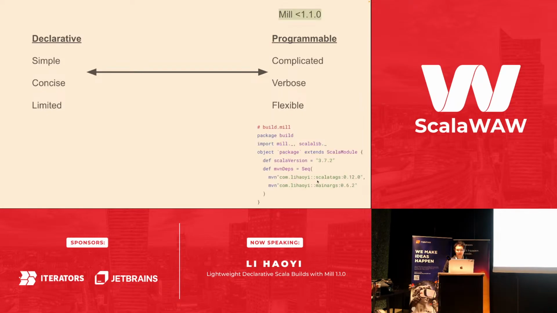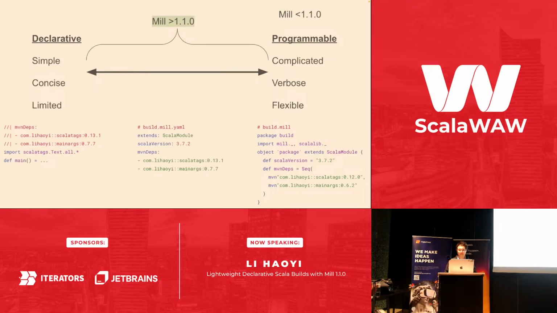And with Mill, previous versions of Mill before the recent 1.1, you're limited to only being fully programmable, which is one far end on the spectrum here, where you're using the most powerful, most flexible, but also the most complicated and verbose build syntax. And with Mill 1.1 and above, you now have the ability to go anywhere on the spectrum. You can still use the programmable builds. You can use a declarative build of YAML files. You can use somewhere in between, as I showed earlier, mixing and matching them within the same code base.